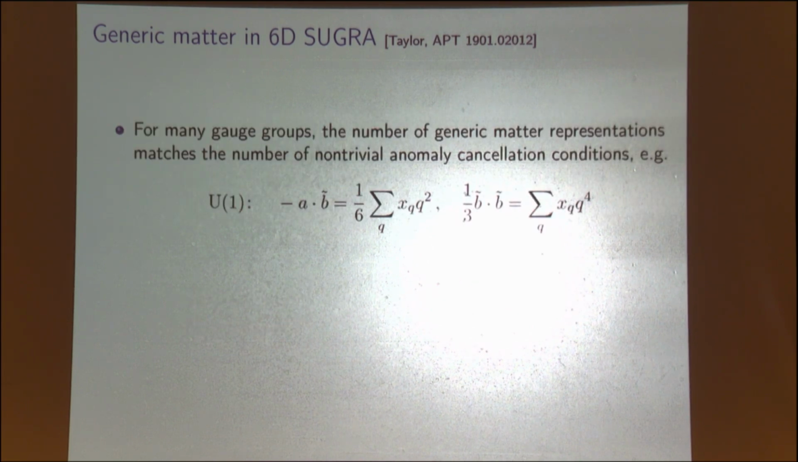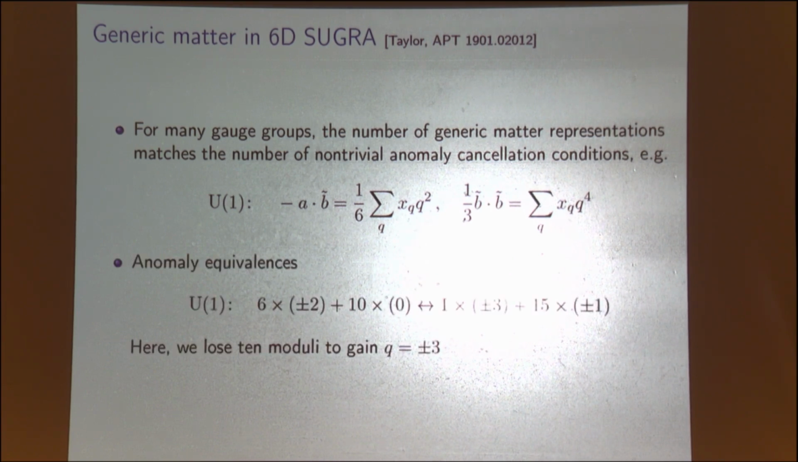For large classes of gauge groups, the number of generic matter representations matches exactly with the number of non-trivial anomaly cancellation conditions. Here, for example, are the 2 non-trivial anomaly cancellation conditions for a single U1 factor. And as we saw, there were 2 generic matter representations. What this means is that in general, we can solve the anomaly cancellation conditions exactly for the multiplicities of hypermultiplets charged under the generic matter representations. And this leads to anomaly equivalences.